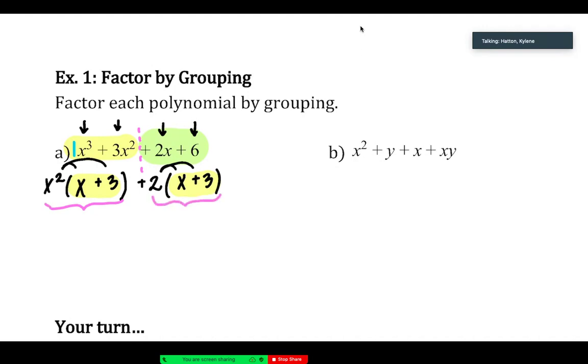So if I take that x plus 3 and I pull it out in front, I've factored it out of both terms. If I pull it out of the first term, I'm left with x squared. And if I factor it out of the second term, I'm left with 2. So by pulling it out of both terms, I'm left over with that x squared plus 2. So altogether, this is x plus 3 times x squared plus 2, and then you're done.